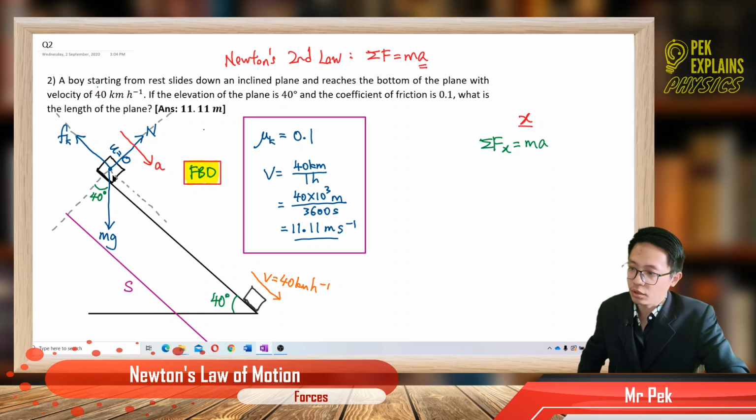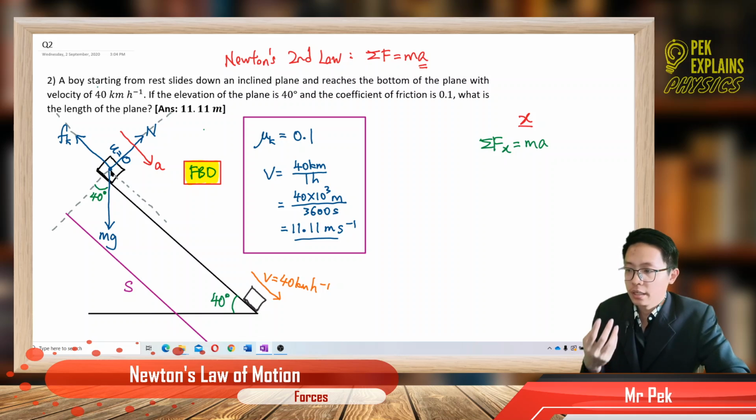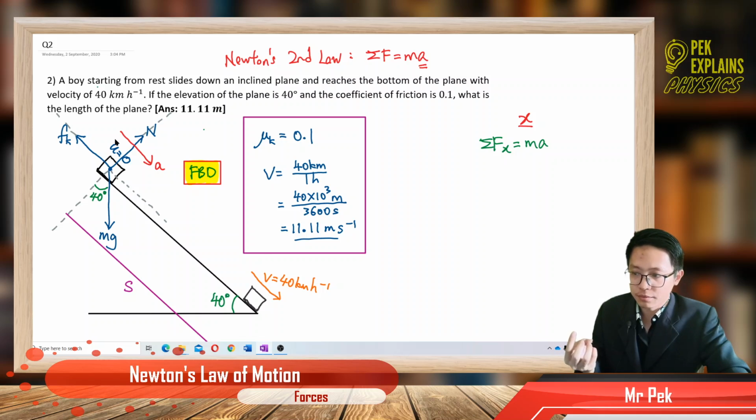Like you see, this object is on an inclined plane. So of course, the forces acting on the object include the normal force, because it is in contact with the surface. The normal force is perpendicular to the surface. The boy is sliding down the plane, so the motion is going down. Friction is opposite the motion, so friction is going up. And then it has the weight directly downward because of gravity, mg. So draw the free body diagram first.